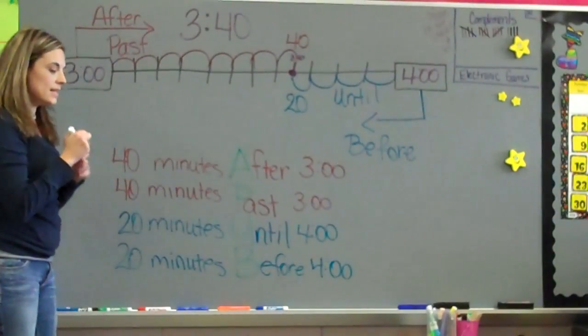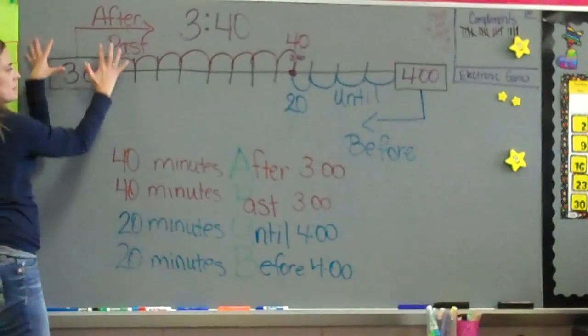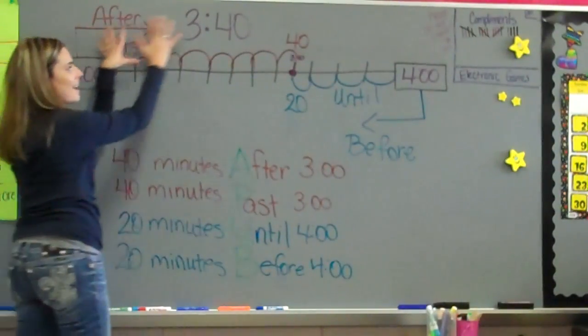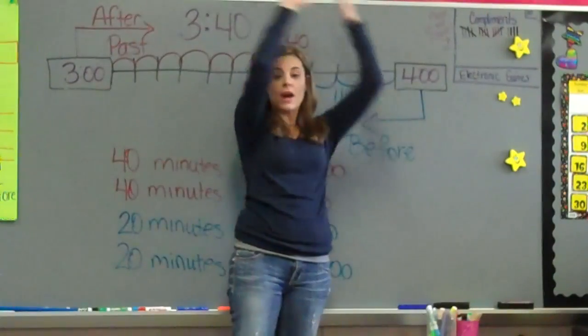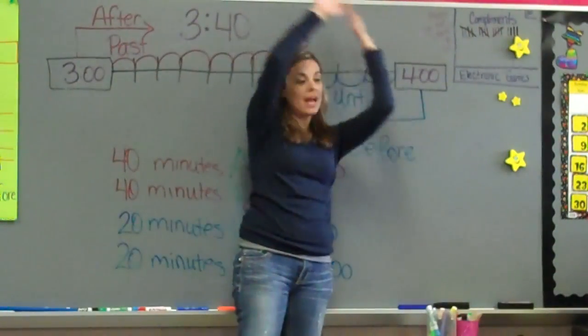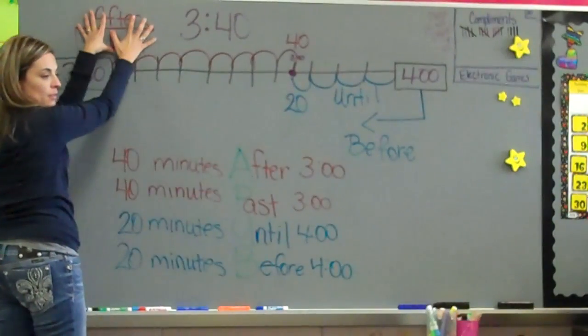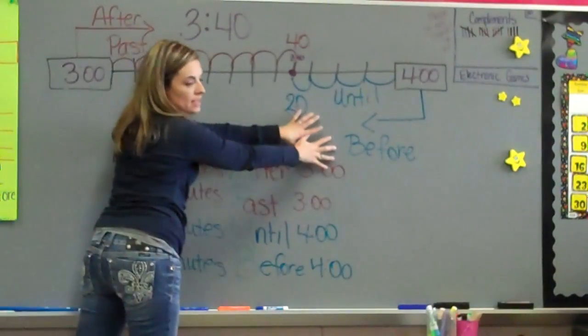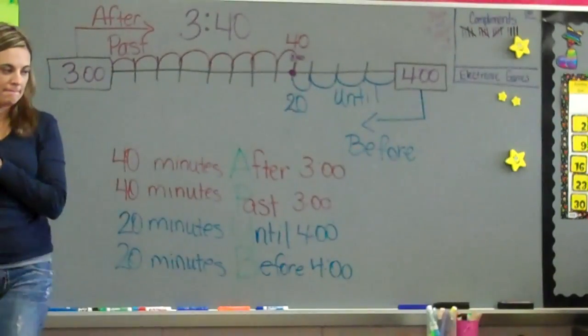Okay, so this is how we're going to tell time 4 different ways. If it comes after the first box, it's after or past. The second box, everything is in front of it, so it means until or before. After and past is on top, until and before is on the bottom. Okay?